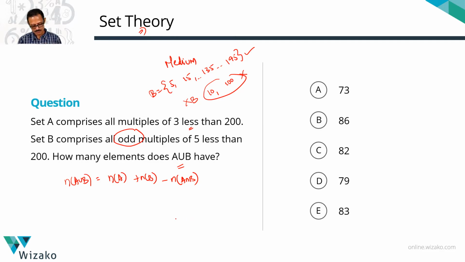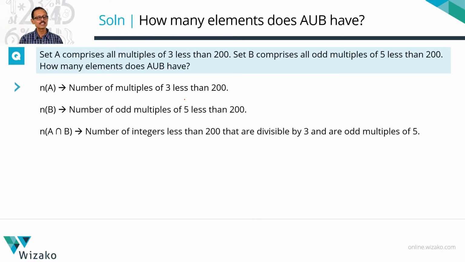Start with n of A. N of A gives us the number of multiples of 3 less than 200. N of B gives us the number of odd multiples of 5 less than 200. N of A intersection B will give us numbers that are less than 200 that have to do two things. One, they should be divisible by 3. Therefore, they are multiples of 3. And simultaneously, they should be odd multiples of 5.